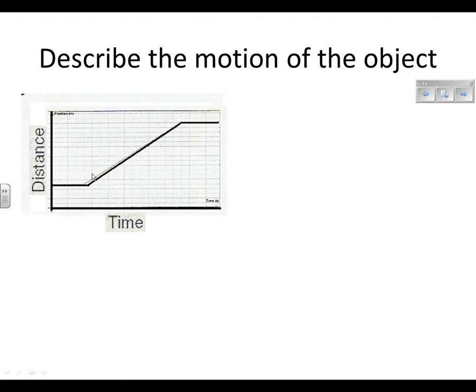Now, talk to the person next to you and see if you guys came up with the same description. Go. It stops, then it speeds up, starts going at a constant rate, then stops.